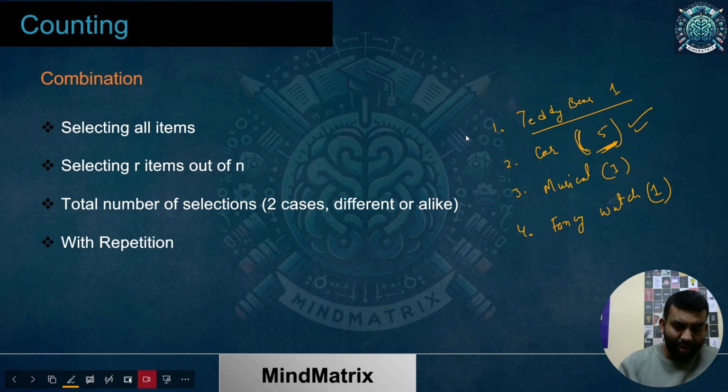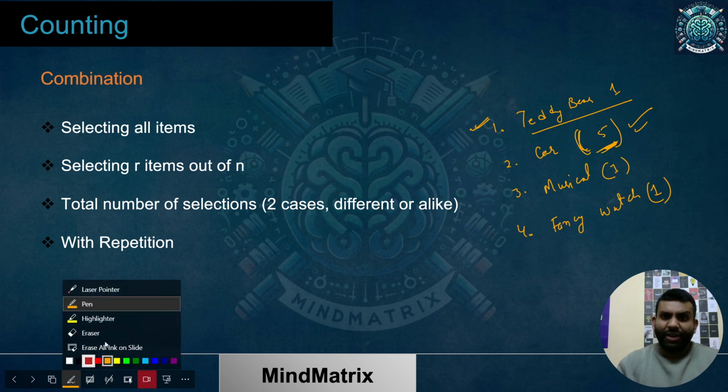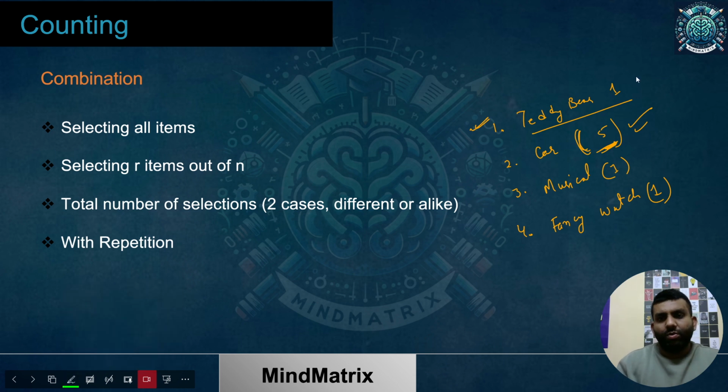So see, whenever I'm picking up, there is always a choice that I may take or not take. So for this teddy bear, I may take it or may not take it, both the cases are there. So there are 2 choices for this. I'll talk about the cars later on. Whatever the musical instrument, I have this one musical instrument. So what is the number of ways? Again, two. I may take it or may not take it. What about the fancy watch? I may take it or not take it.